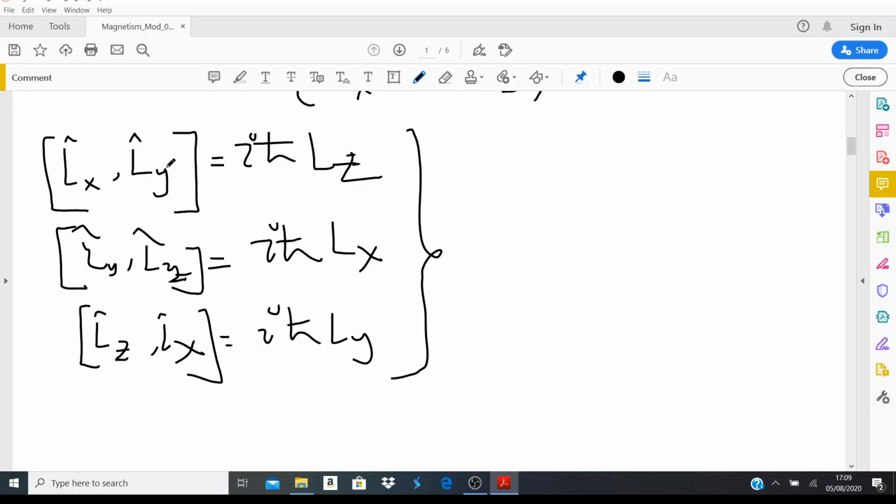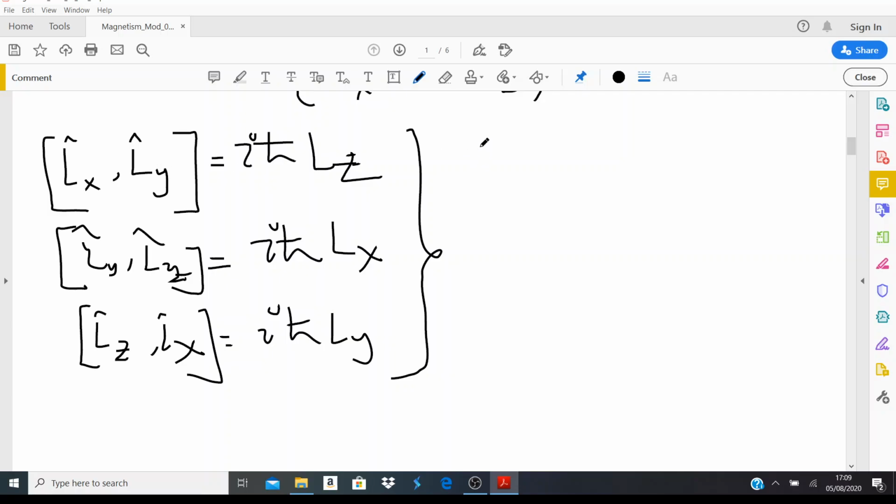So then the question is, how do we find a set of commuting observables or a set of commuting operators? This is really important, because if the operators commute with each other, they will have a common set of eigenstates, right? That's really an important issue.